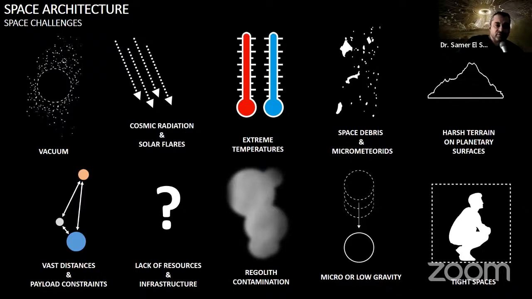Number 2 is the cosmic radiation and the solar flares. And the cosmic radiation, we have 3 kinds of radiation: alpha, beta, and gamma rays. And the most dangerous, of course, is the gamma rays. And the solar flares, which is associated with the sun events. It's not a continuous flow of radiation, but it can fry any living organism that is not shielded by the radiation shields.